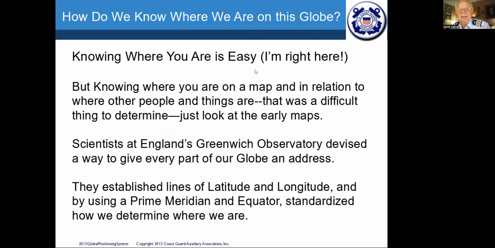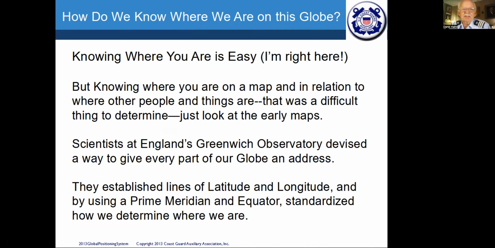But how do you find out where you are? Knowing where you are is easy. I'm right here. I know where I am. The real question is, where am I in relation to you? Or where am I in relation to that mountain over there, or the ocean over here, or whatever? So when you try and figure out where you are on a map, it's a little bit different. You want to know where you are in relation to other people and other things.